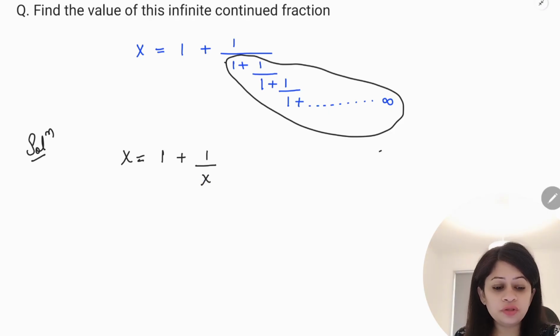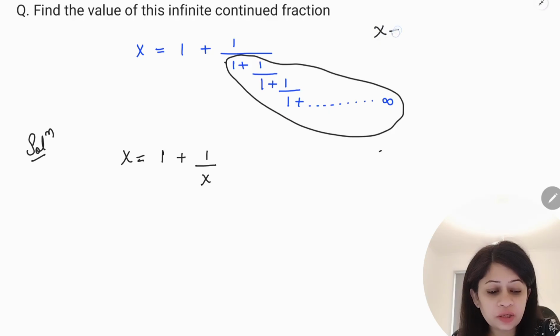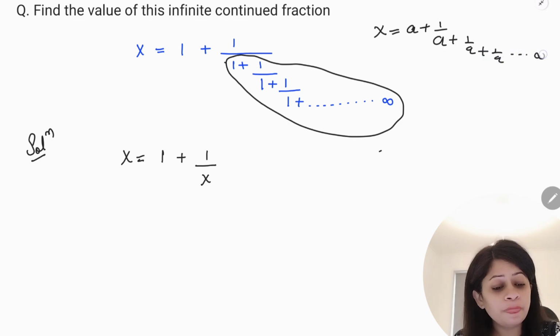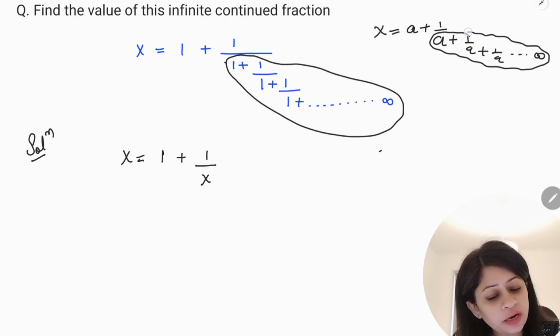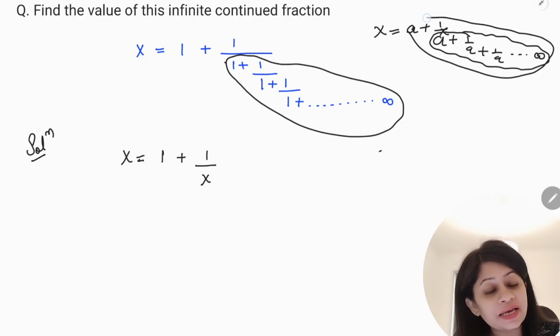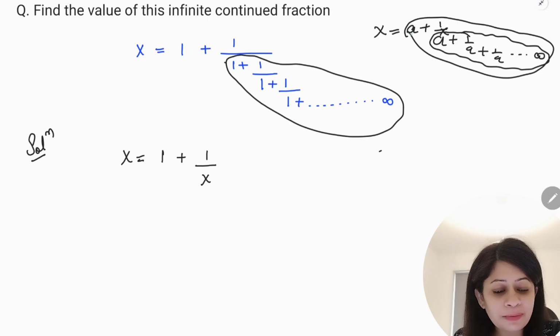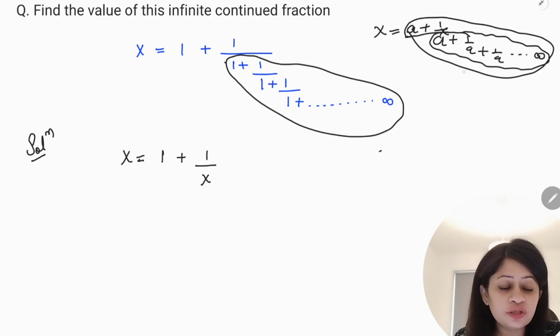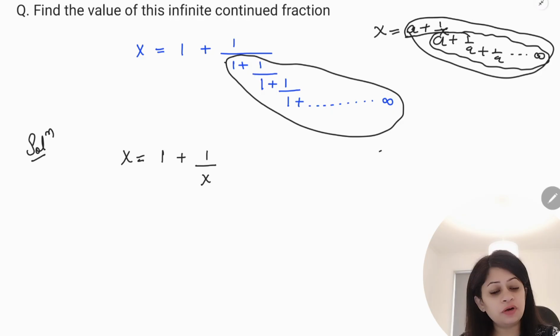Like we always do. Suppose I say x is equal to a plus 1 by a plus 1 by a plus 1 by a up to so on infinity, then what you can do? You can just remove this quantity from here and write it as x only, because this whole quantity is x. So just accept the first one, you can write the rest of the quantity as x. Similarly, this is what I did here. I can write it as x is equal to 1 plus 1 by x, right?